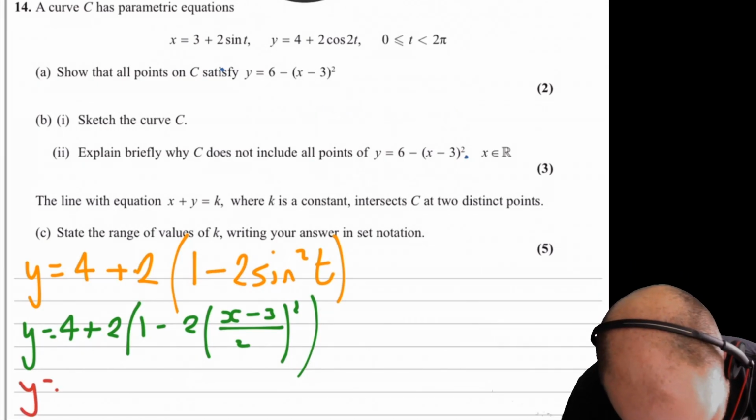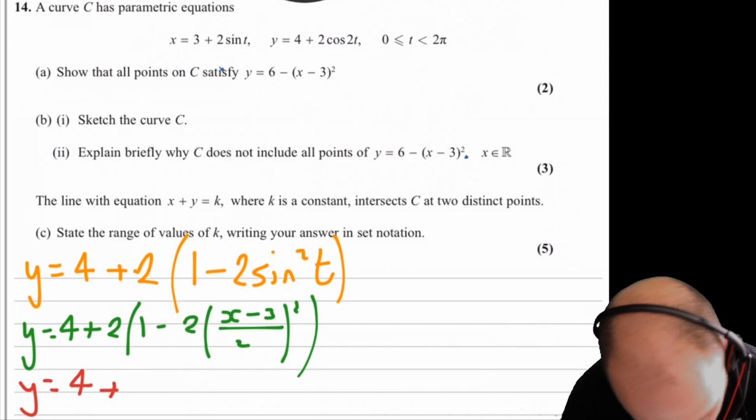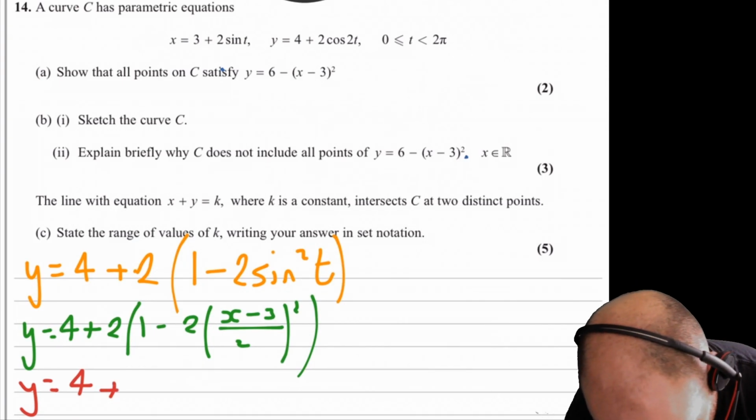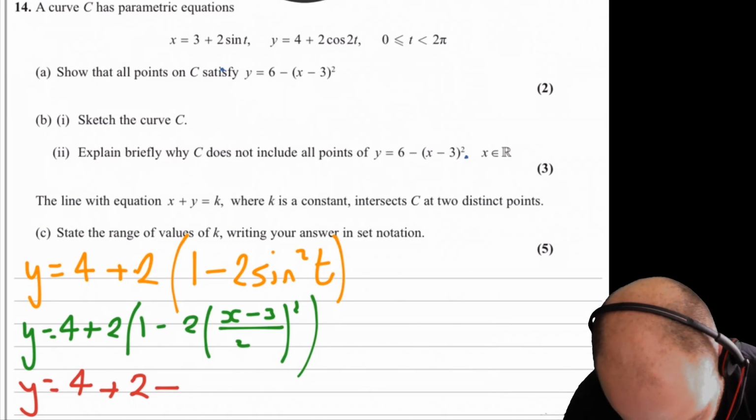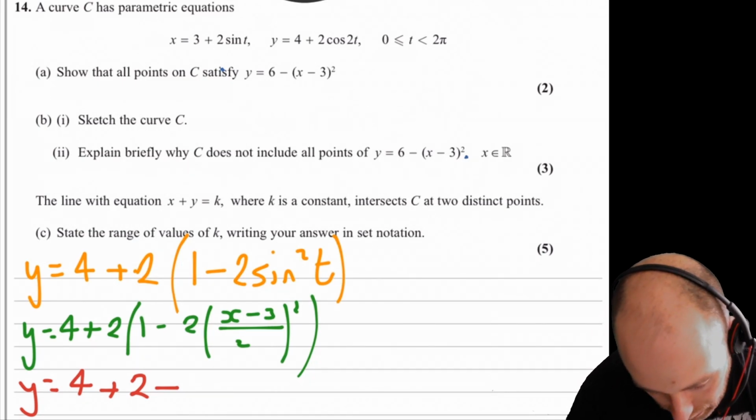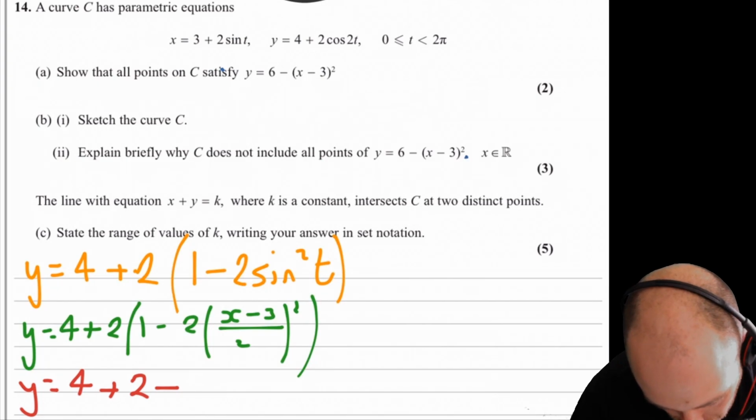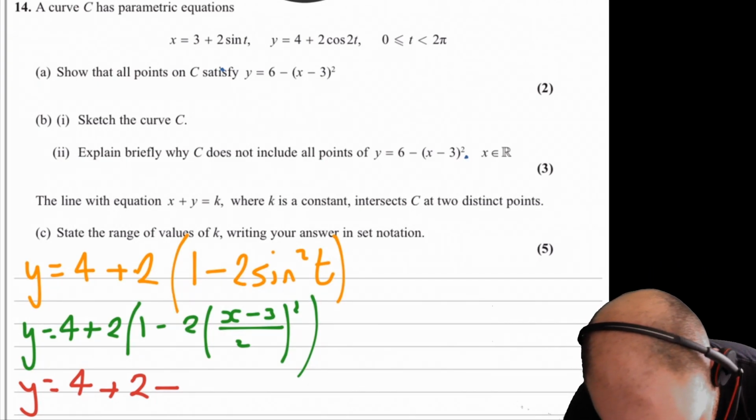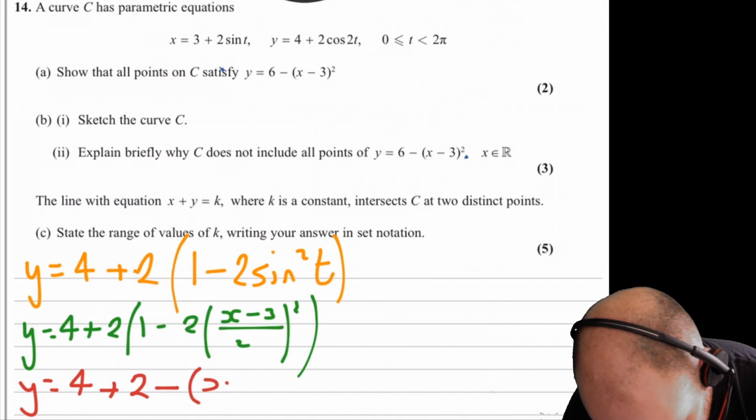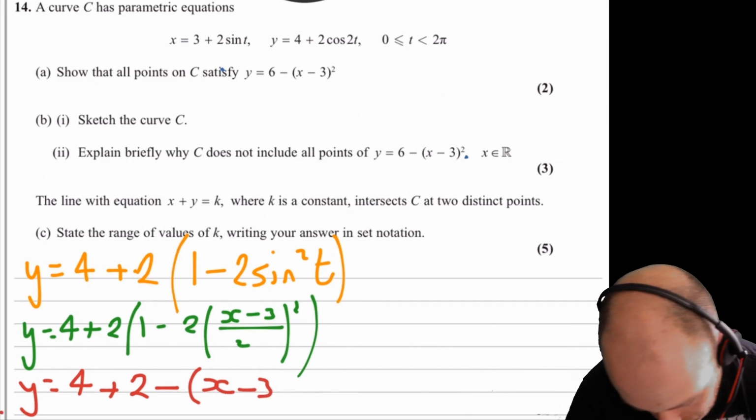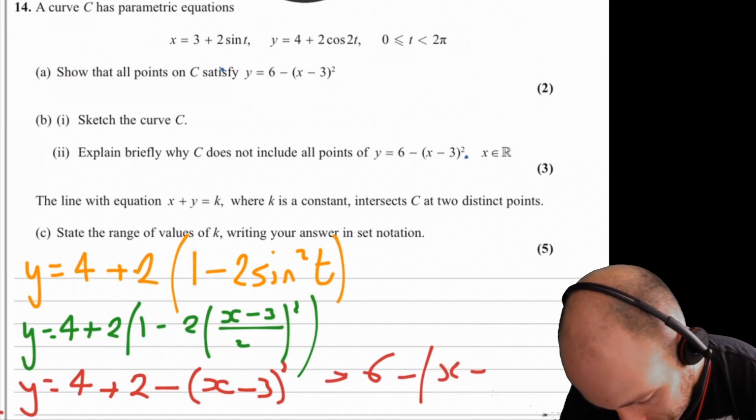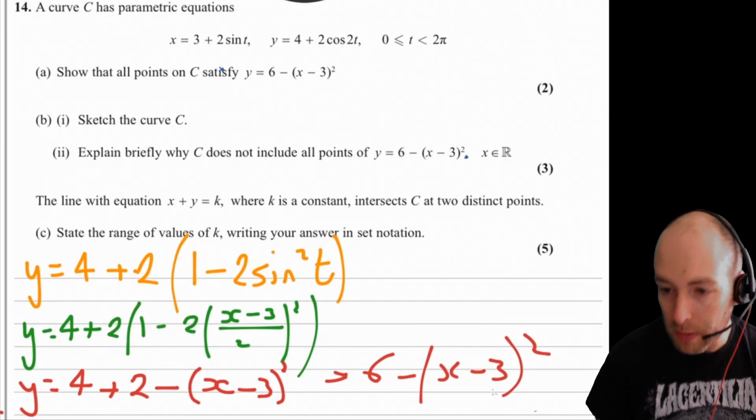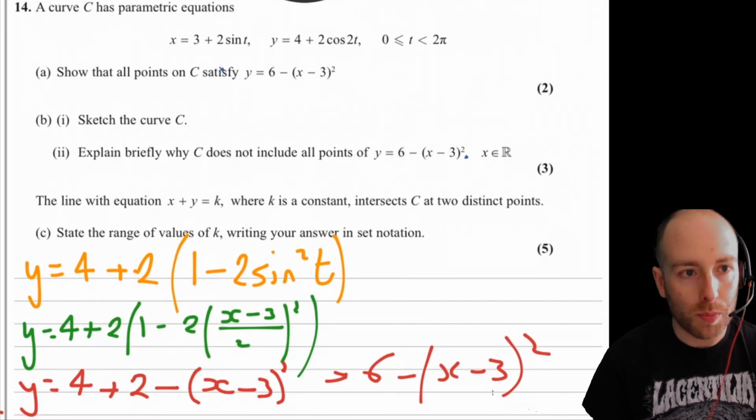So y is 4 plus, if I expand this bracket, we're going to get 2 minus 2 times 2 is 4, but when we square x minus 3 over 2, we're going to get 4 on the bottom, so that all cancels. So we're going 2 minus x minus 3 all squared, which gives me 6 minus x take 3 squared. Cool, so there's your part A.